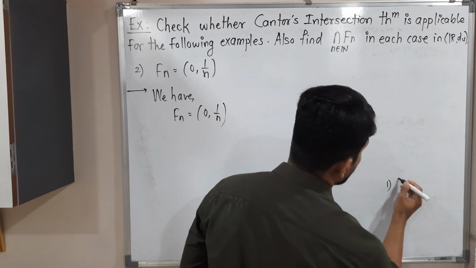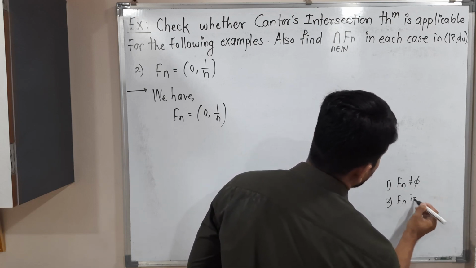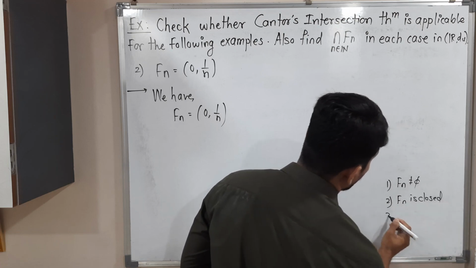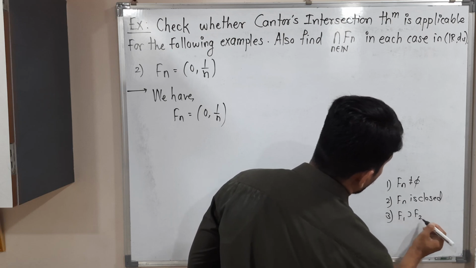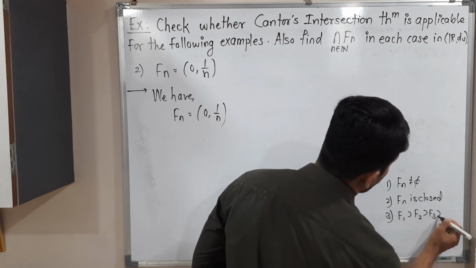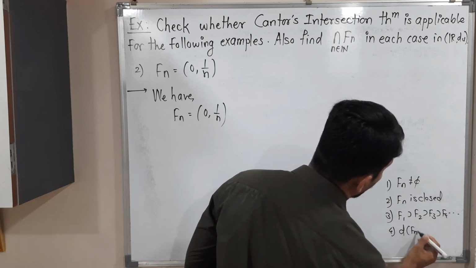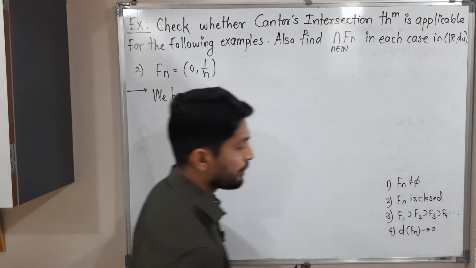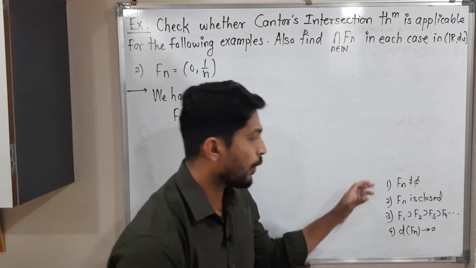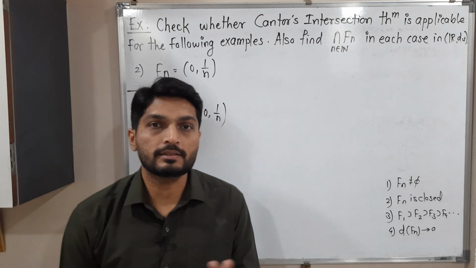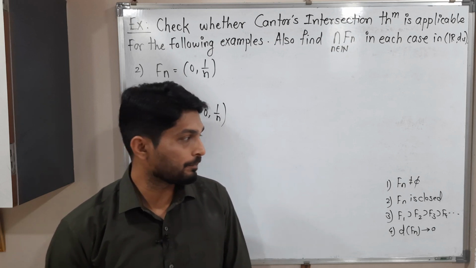So the first condition is each Fn is non-empty. Second, each Fn is closed. Third, it is a decreasing sequence. That means F1 contains F2, F2 contains F3, F3 contains F4 and so on. And the fourth condition is the diameter of Fn should go to 0. If the given Fn satisfies all these 4 conditions, then only Cantor's intersection theorem will be applicable. So let us check all those conditions one by one.